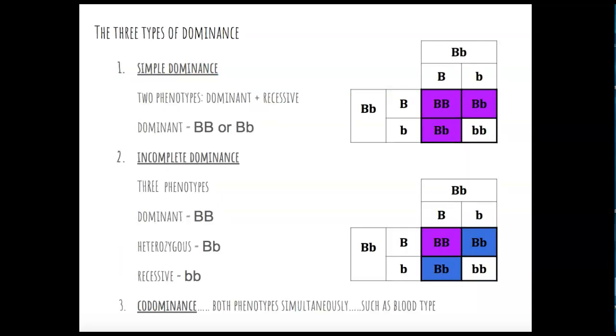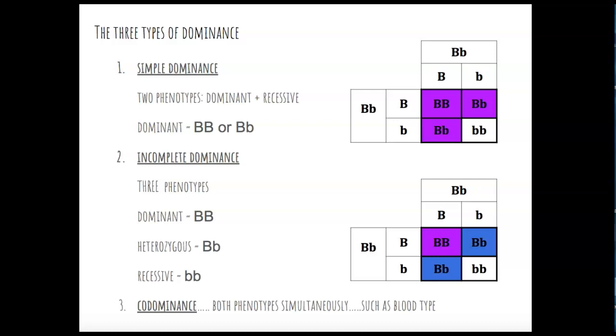So when we're talking about inheritance, so far we've only discussed simple dominance, and that is probably the most common, but there are actually 3 different types of dominance and inheritance patterns when we're talking about genetics. So simple dominance is where you just have 2 phenotypes and 2 genotypes, which is the dominant and recessive. So dominant is, in this case, big B, or big B, little b. And then the recessive would be little b.